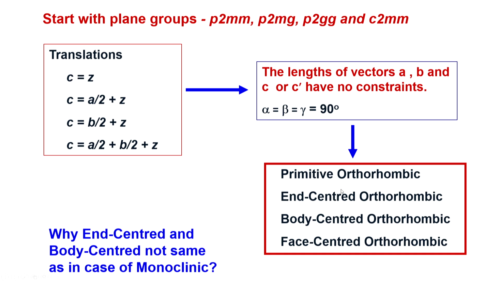But one should realize that in the orthorhombic case, end centered and body centered are not the same as in the case of monoclinic. Why should that be? You try to reason that out.